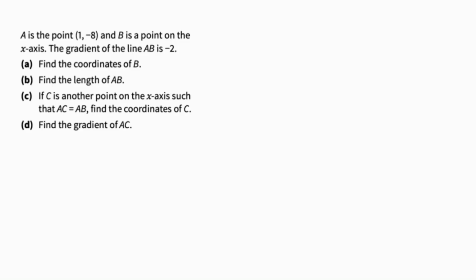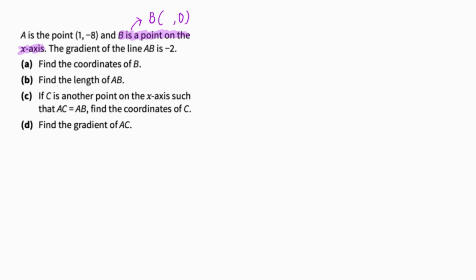Hello everyone, welcome to this video where we are given point A, 1, -8, and oh, this is a really important piece of information. Point B is on the x-axis. This tells me that the x coordinate of B, we are not too sure, but we do know that since it lies on the x-axis, any point on the x-axis, the y coordinate is 0.